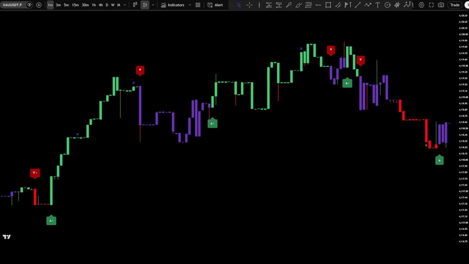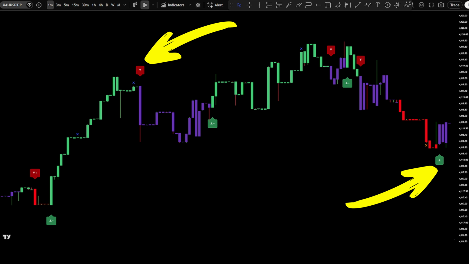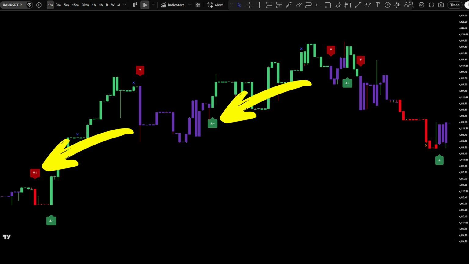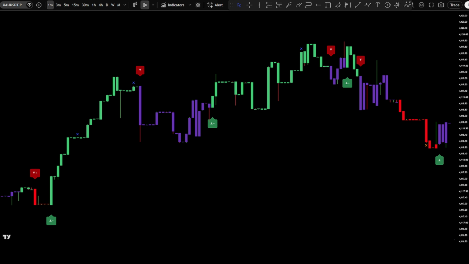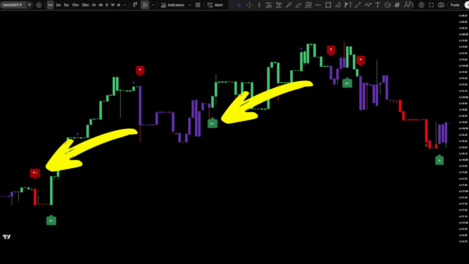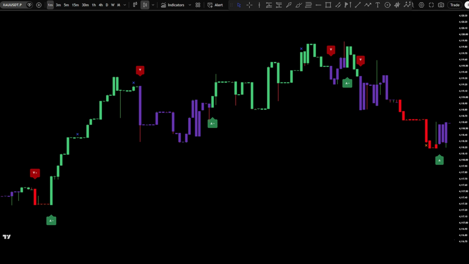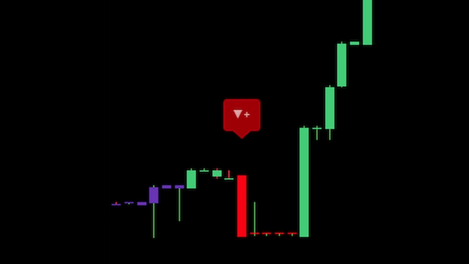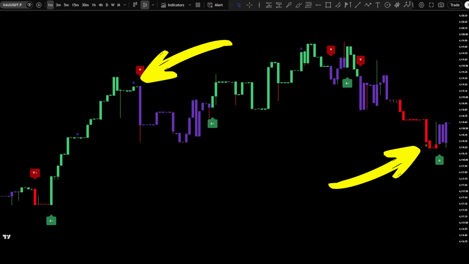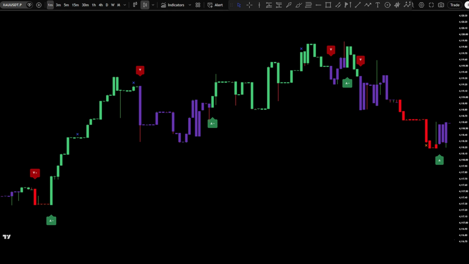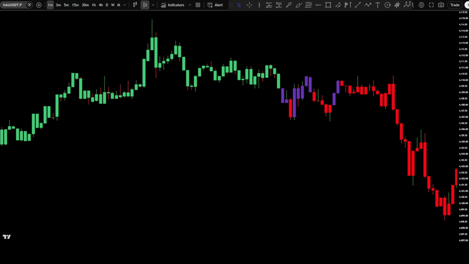The confirmation and exits mode can display both normal signals and strong signals. Normal signals appear as regular arrows, while strong signals include a plus sign. For this strategy, we completely ignore the normal signals and only use strong signals. A strong buy signal is shown as a green upward arrow with a plus sign. A strong sell signal is shown as a red downward arrow with a plus sign. This mode also displays the exit signals that we use to close the remaining position. A blue X is the exit signal for a long trade, while an orange X is the exit signal for a short trade.